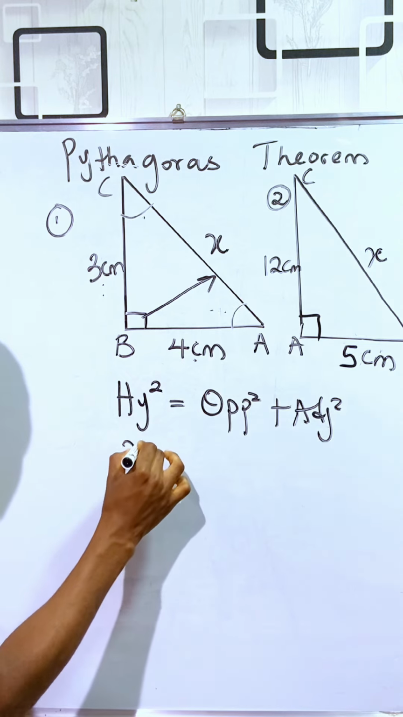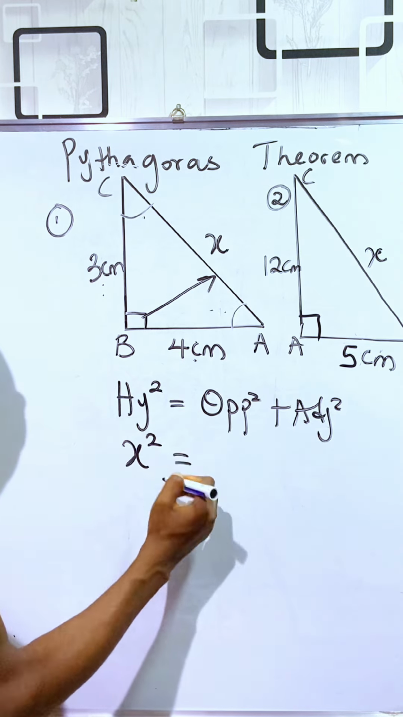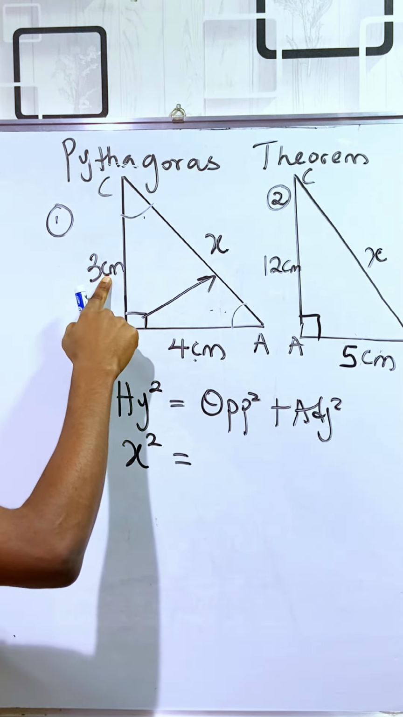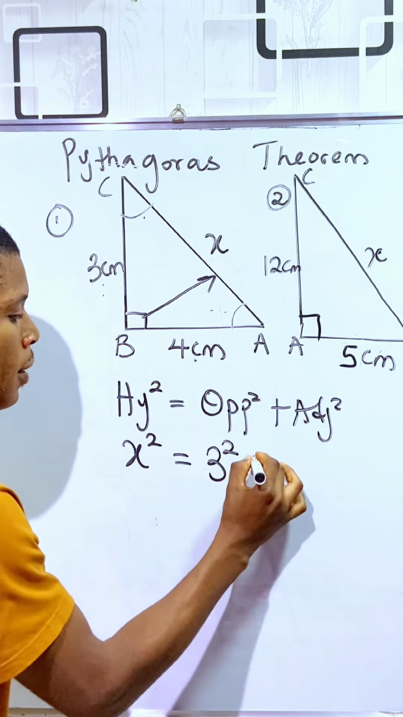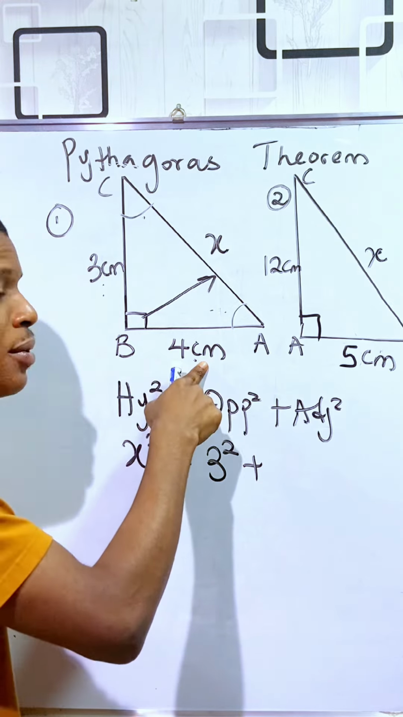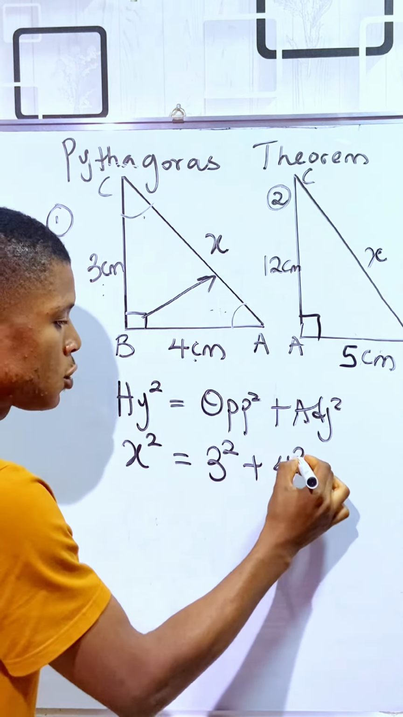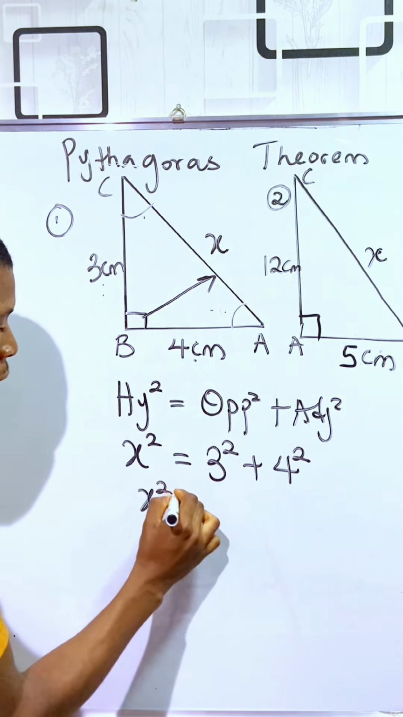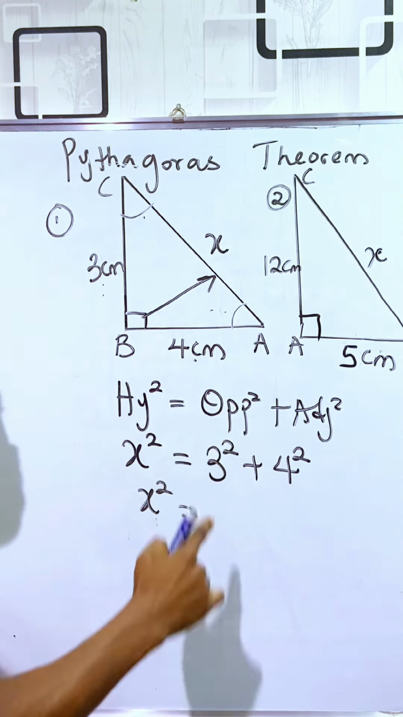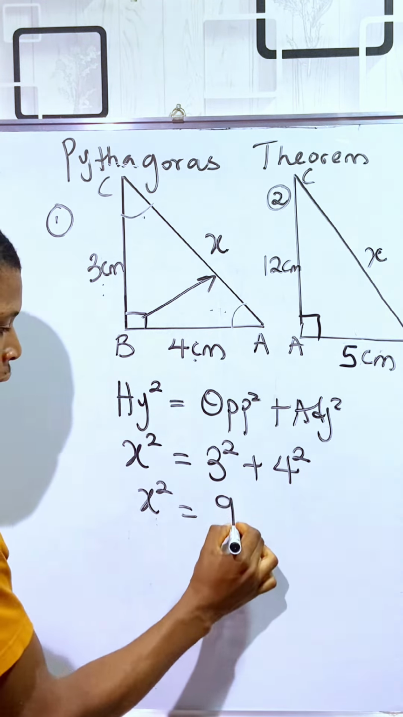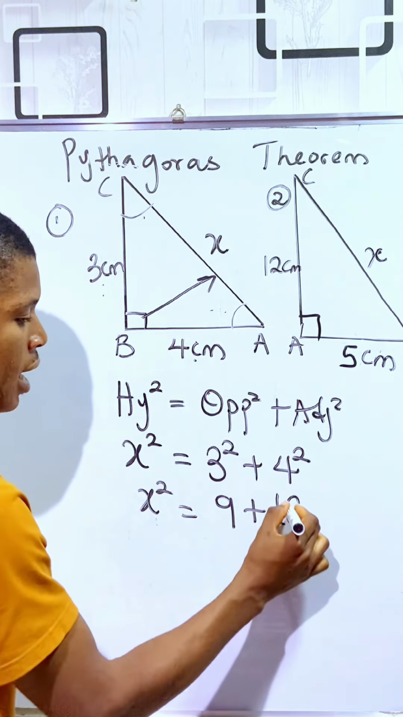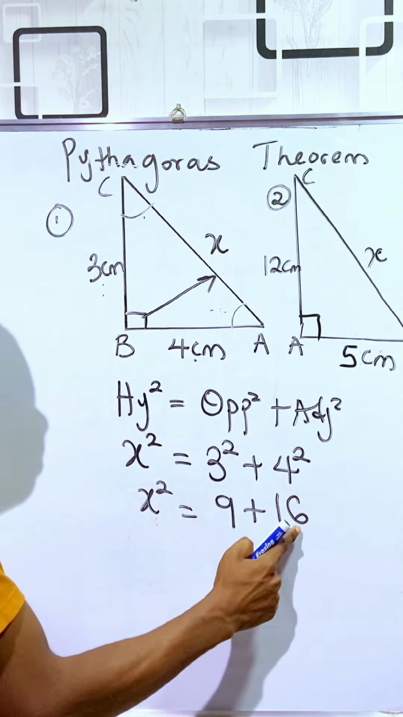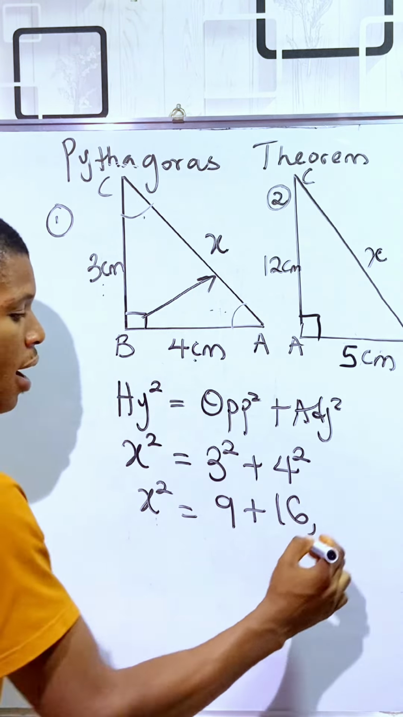So, hypotenuse now, x squared, is equal to opposite. For me, I can choose 3 squared, plus adjacent can be 4, so you have 4 squared. So x squared is equal to 3 squared, which is 9, plus 4 squared, which is 16. 9 plus 16 is 25.